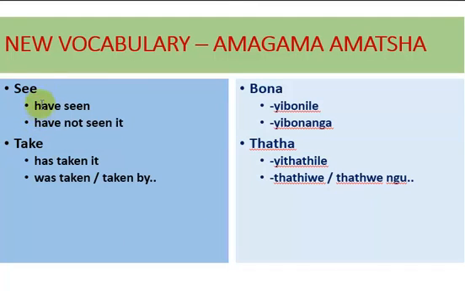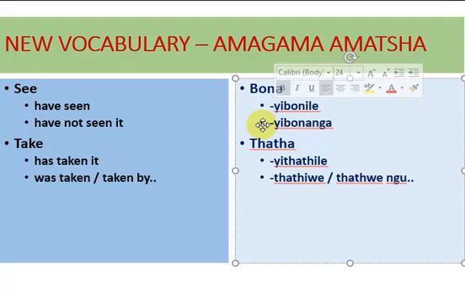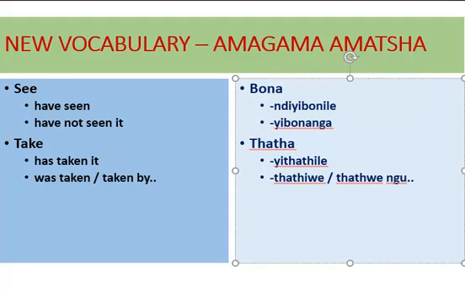And looking at the vocabulary, just the use of the word bona, to see, yi bonile, have seen it. So for example, you would say ndiyibonile. And have not seen it. Remember, all negatives begin with a, so andiyibonanga, I have not seen it.